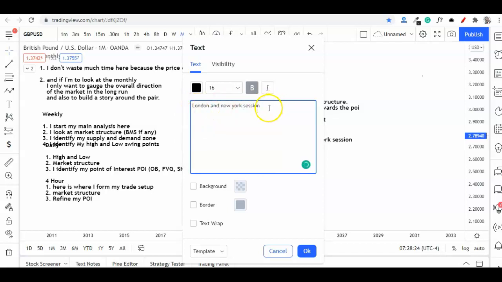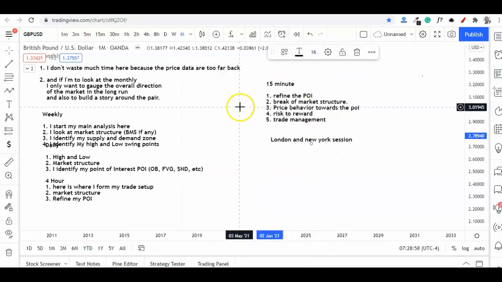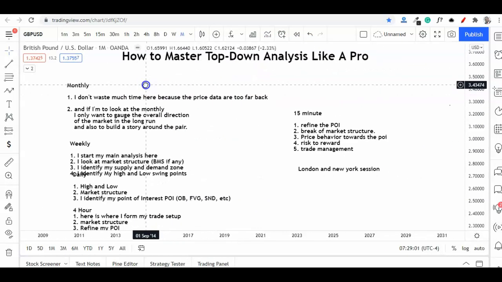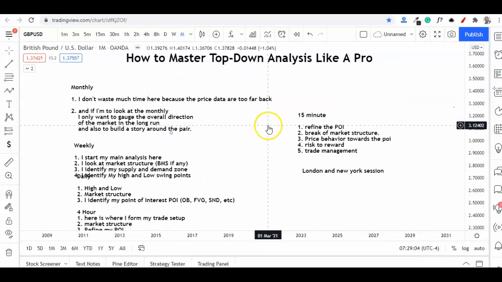Anything outside this time of the day, I do not trade, because from experience I've noticed that if I trade outside this zone, whatever setup I have will be manipulated, because the Asian market is where manipulation happens. It moves in a range, in a consolidation. So whatever setup you have will most of the time be invalidated because of the manipulation. So I stick to the London and New York session only. Okay, that's all on this. I hope you have a good understanding of how to do top-down analysis in the forex market.